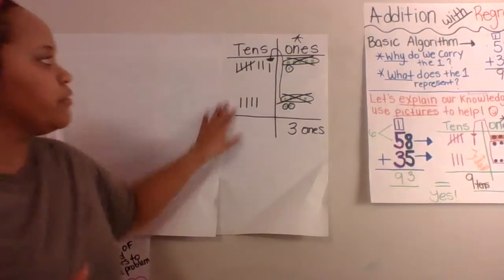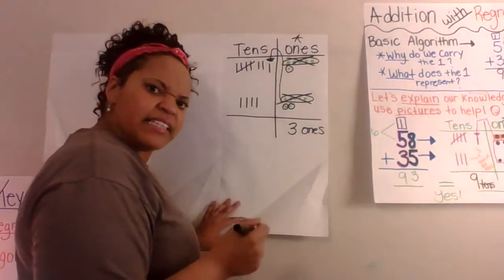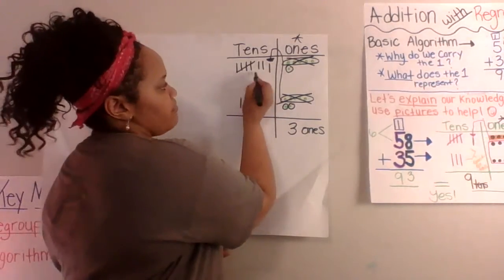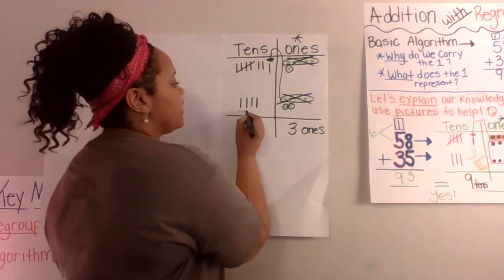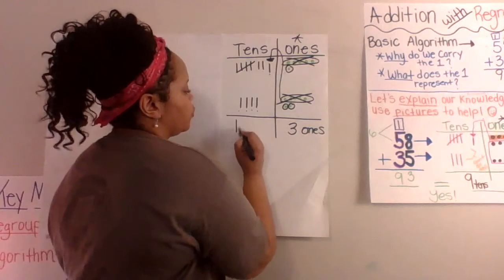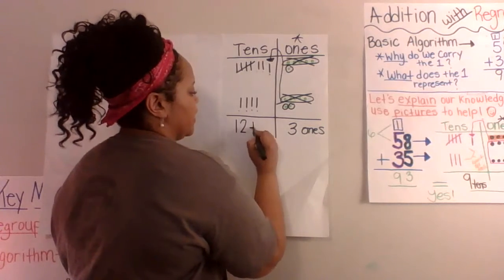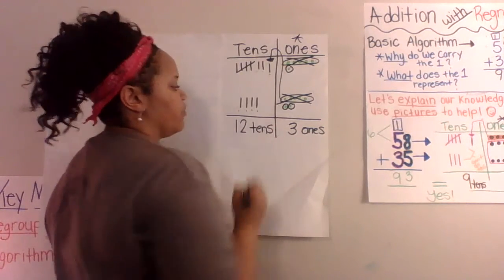All right, over here with the 10s. Now all we got to do is count these old 10s and see how many we got. So we have 5 here, 6, 7, 8, 9, 10, 11, 12. So we have 12 10s. Ooh, we have 12 10s.